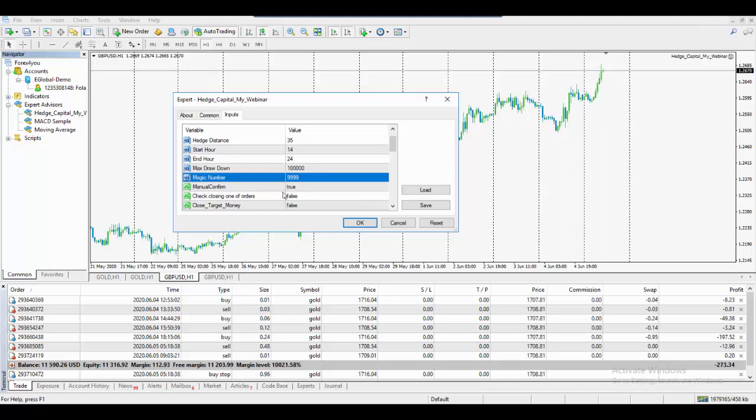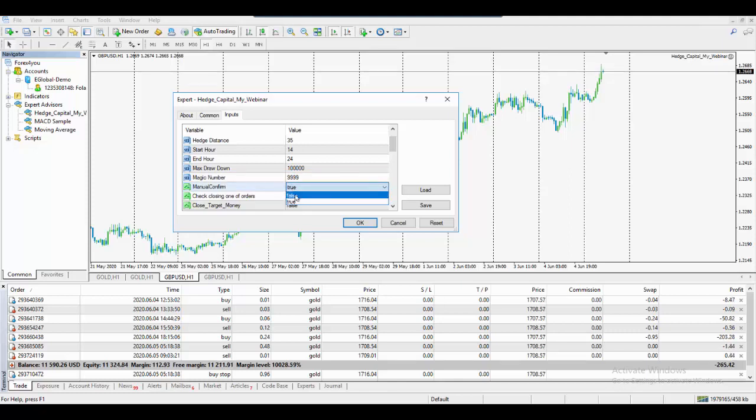Then manual confirmation, I will set it to true. The reason is, if I set manual confirmation to false, I'm telling the software that once you start trading from 2 o'clock, you must trade automatically forever. Don't confirm manually. That means I don't want to be involved, I just want you to be trading. Did you understand what I'm saying? Good. But I will not do that, because our intention is to trade non-farm payroll. So I will say manual confirmation, yes.